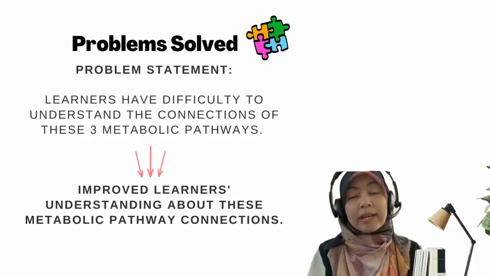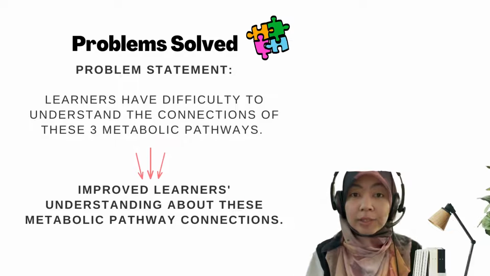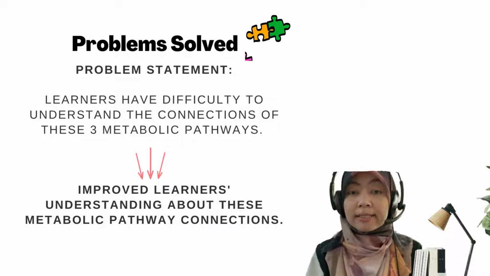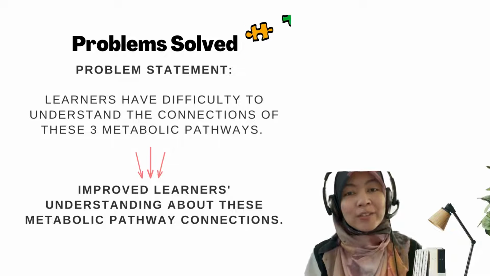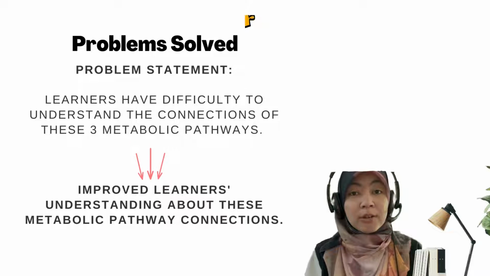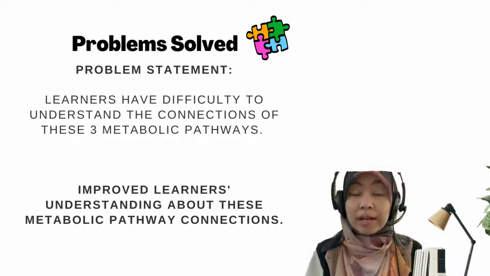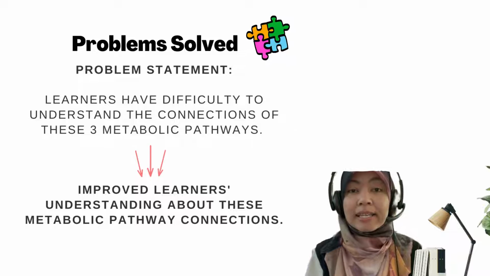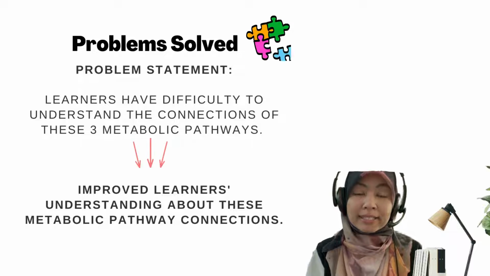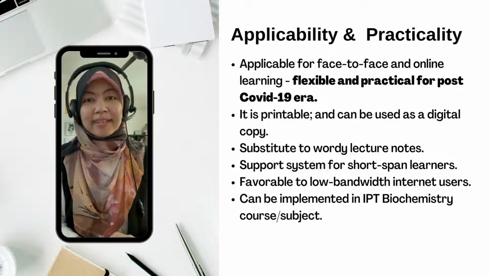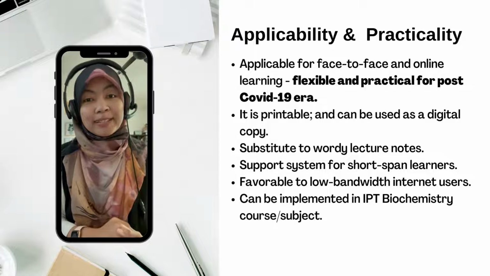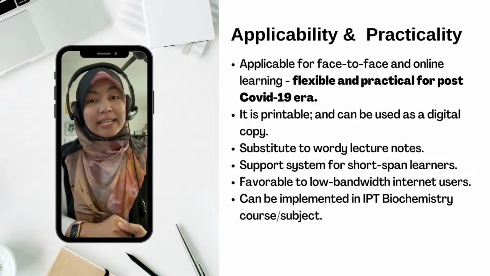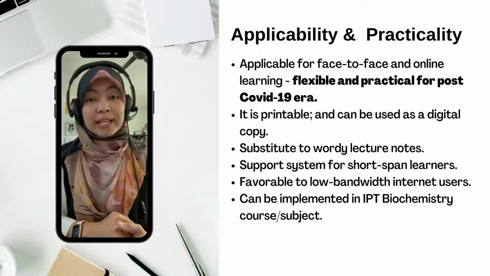The learners are actually having a difficulty to understand the connections of these three metabolic pathways, which include glycolysis, Krebs cycle, and electron transport chain. So the main objective of this product that derive from that problem statement is we are going to improve the learner's understanding about these three metabolic pathways connections. This illustration is printable and also can be kept as an e-copy. Indirectly, it is helpful to low bandwidth internet users.